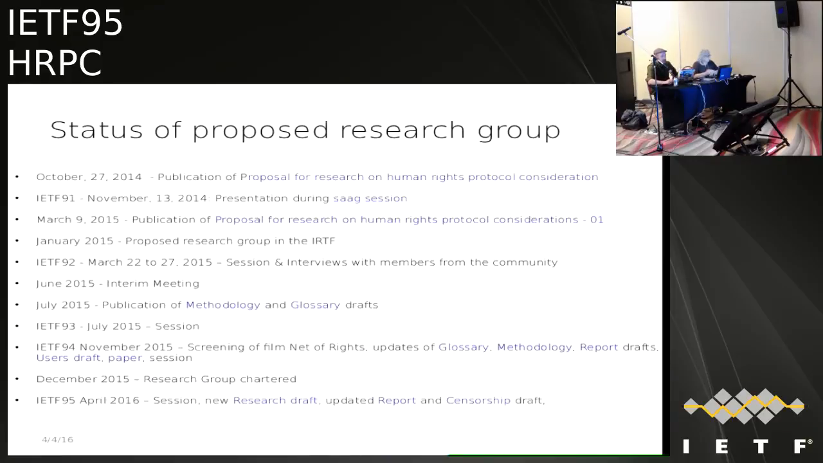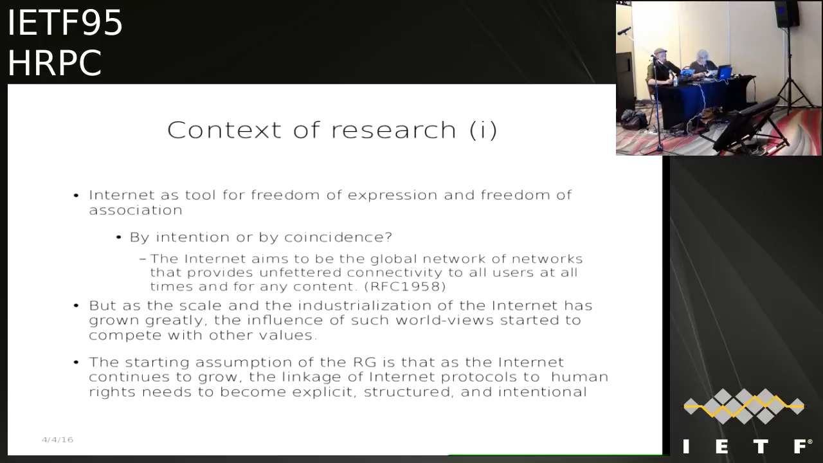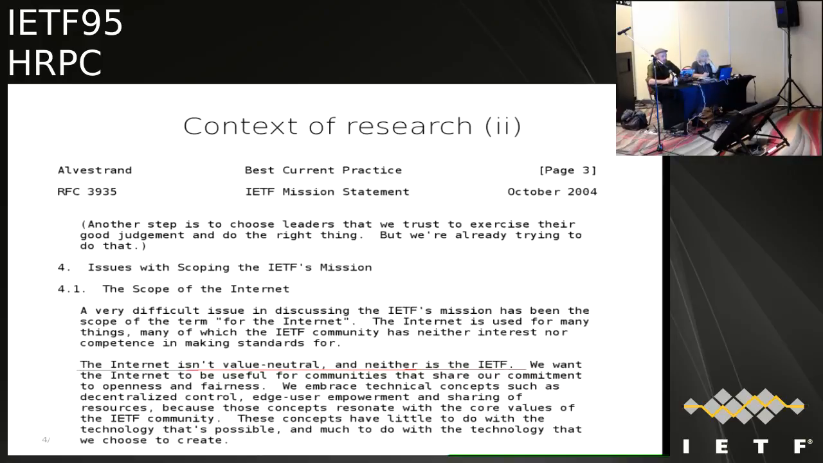So the context of the research is that it is widely seen that the internet is a tool of freedom of expression and freedom of association. But it becomes more and more important to understand, is this by intention or by coincidence? And as the scale and industrialization of the internet has grown, the influence of different worldviews competes with other values. Also, in RFC 3935, it is recognized that the internet isn't value neutral, and neither is the IETF.